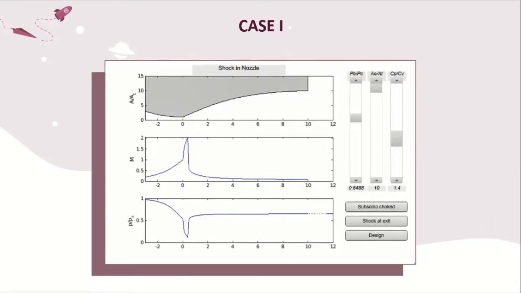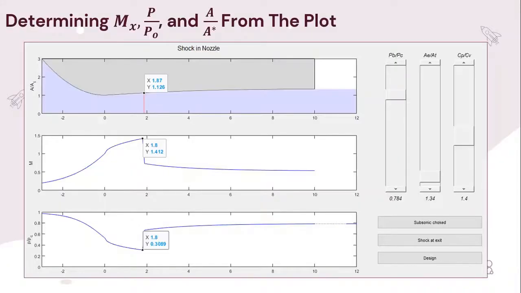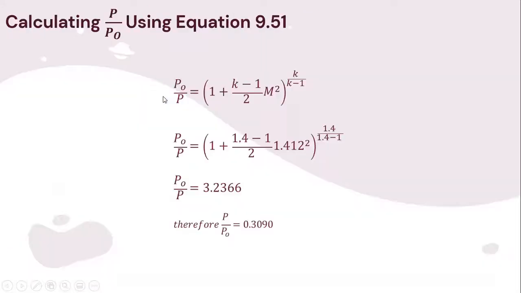Next, part 3 will be explained by Putri. Putri, time is yours. Okay, so this is case E, the plot of case E, and we are interested in obtaining the values of Mx, p over p0, and A over A asterisk. From the plot, we can see that Mx is equal to 1.412. The value of p over p0 is 0.3089, and the value of A over A asterisk is 1.126.